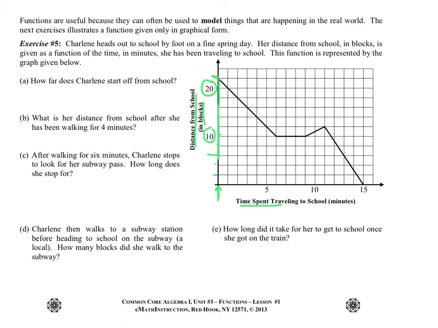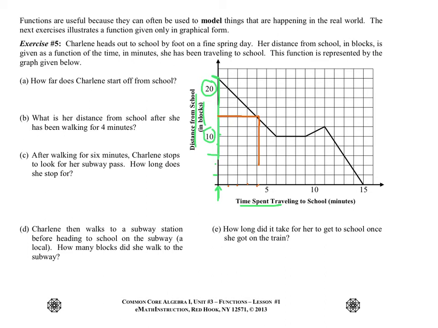What's her distance from school after she's been walking 4 minutes? Well, let's see. I notice here the axes are given different scales. The x-axis is counting by 1s and the y-axis is counting by 2s, so we're careful there. After 1, 2, 3, 4 minutes, if I look up, I'm at 10, 14, so it looks like she's 14 blocks away from school after 4 minutes.